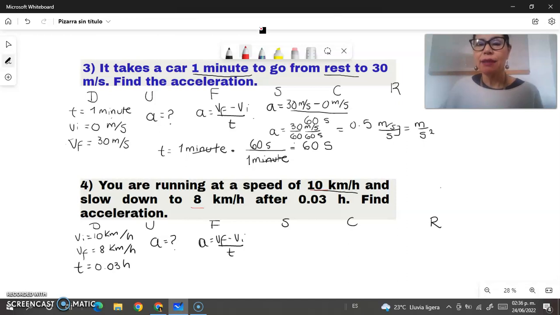What does that mean here in the problem? Yes, Sarah, yes, the velocity is decreasing. So when the velocity is decreasing, you remember, the acceleration is negative. The sign of the acceleration is negative, so the result will be negative. Okay? Well, the substitution: A equals 8 kilometers per hour minus 10 kilometers per hour over 0.03 hours. Okay, we use our calculator or do it by hand.